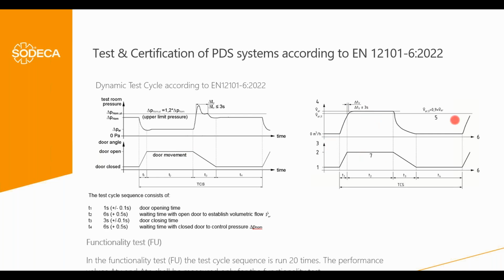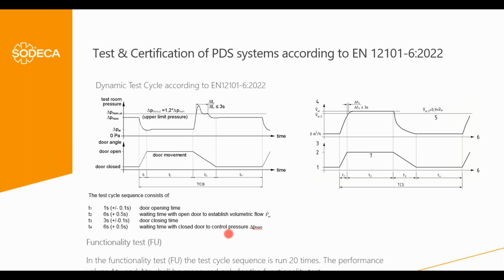And when we close the door, we don't worry about the flow, we worry about the peak of overpressure. When we close the door, we know that we have this peak of overpressure, and again the requirement is to reduce it below 120% of nominal overpressure in less than 3 seconds, okay? We have some time for door movement: door opening time 1 second, the door remains open 6 seconds, then it's closed in 3 seconds, etc.